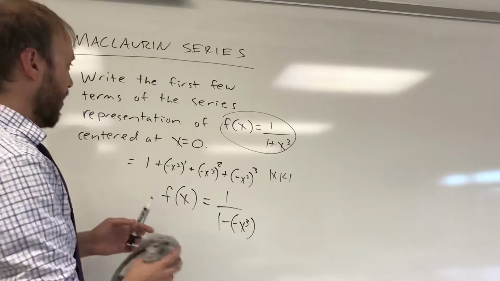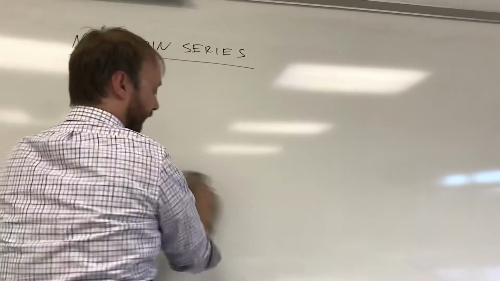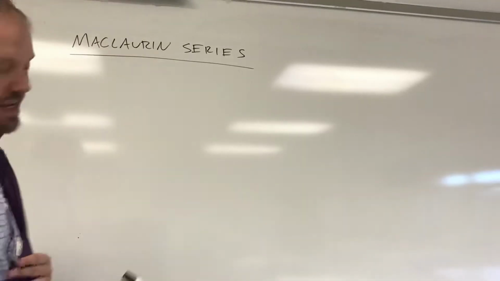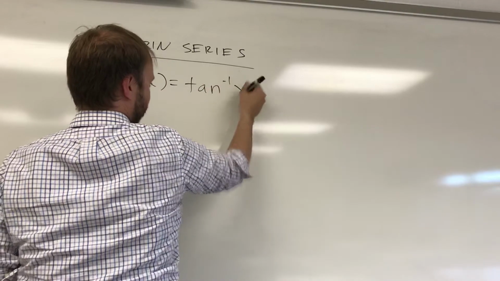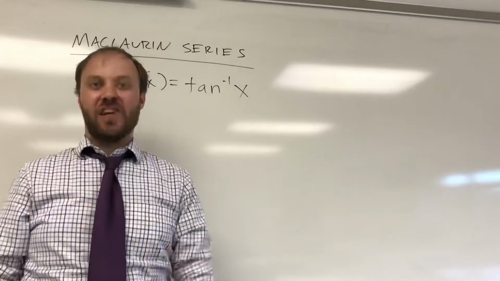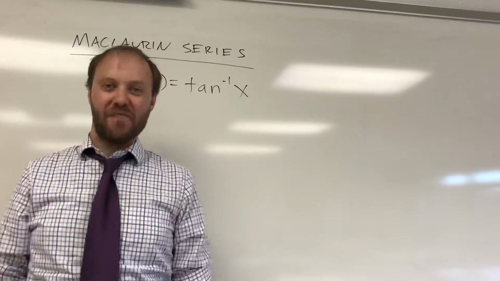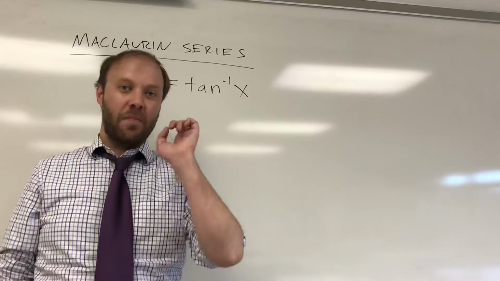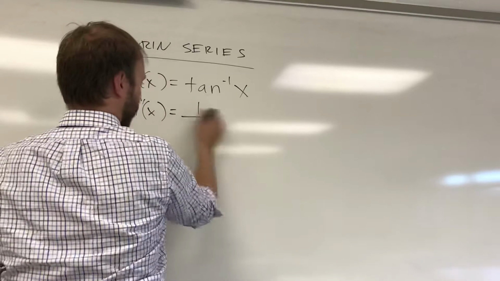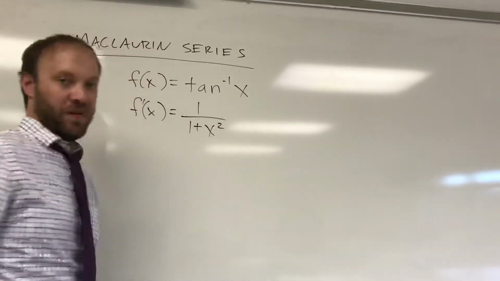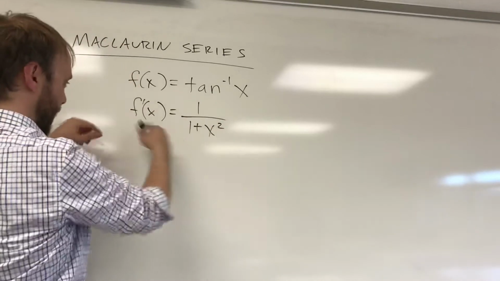Now there's one other thing that you can also do, and this can be kind of tricky for people. So you can also represent f of x equals the inverse tangent of x as a series centered at 0. And on the surface, you look at that and you go, what? That doesn't make any sense. What does that have to do with anything we've been discussing? But the derivative of the inverse tangent is 1 over 1 plus x squared. And I can write a series representation of the derivative of the function, okay?